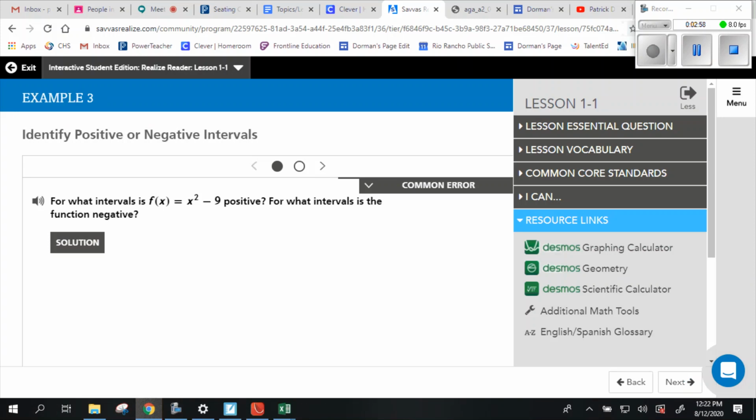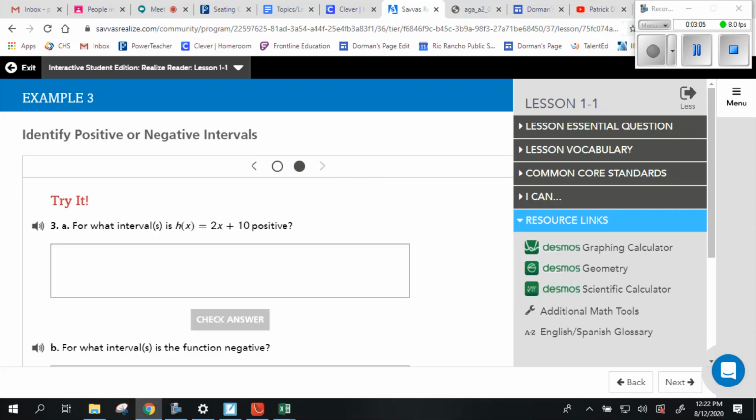Okay. So what's the next thing that we want to know about? Let's look at what intervals this is positive. Over what intervals is 2x plus 10 positive? Now, I can plug in a bunch of different numbers for x and see if I get a negative or positive number, but that's a lot of guess and check. If you look at the graph, you'll know exactly what's going on. Let me show you what I'm talking about. Let's graph 2x plus 10 real quick.